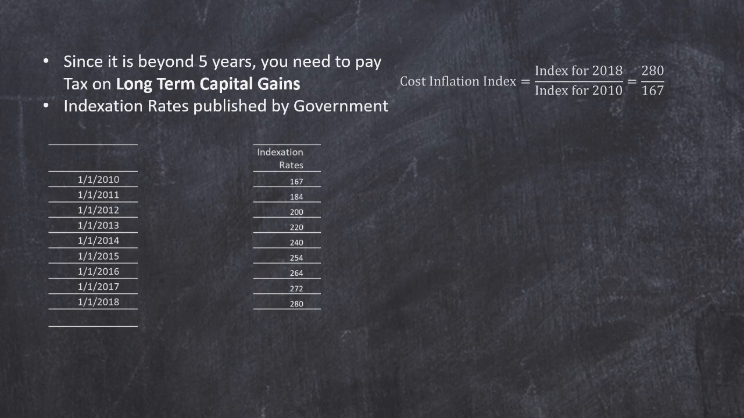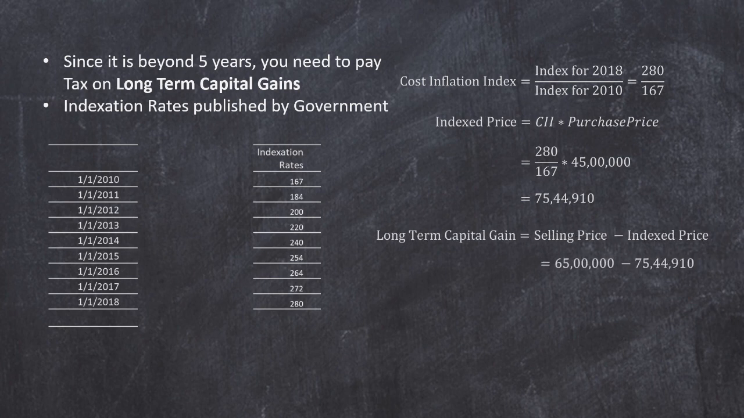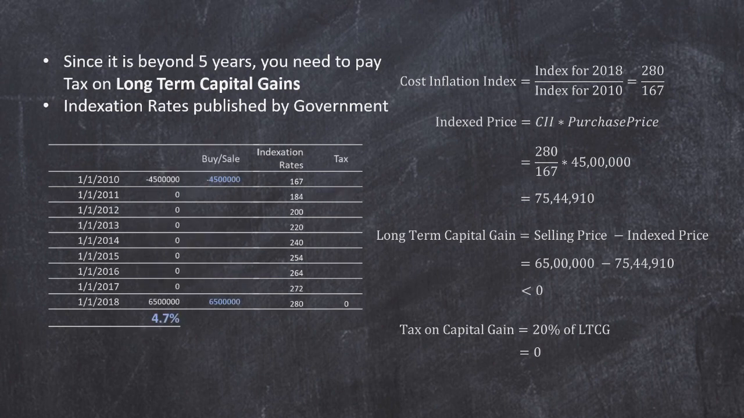With this, we calculate the cost inflation index, which is the ratio of indexation rates of 2018 to 2010. Then we calculate the indexed cost of the purchase, that is, the indexed cost of the 45 lakh purchase in 2018, which is 75 lakhs. Now, the long-term capital gain is the selling price minus the indexed price. In our case, since the indexed price is more than the selling price, our long-term capital gain is 0. So you don't have to pay any tax, else you would have to pay 20% of that long-term capital gain. So not paying tax is actually not a good thing in this case. This means that the property value has not beaten the actual official figures of inflation.